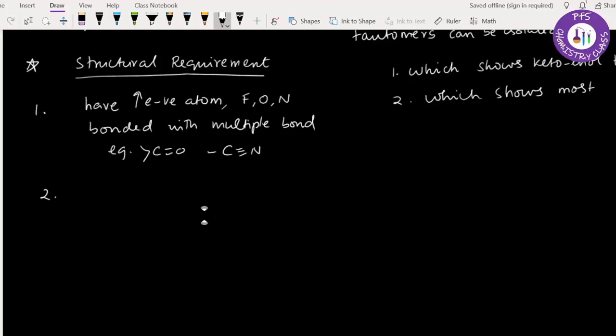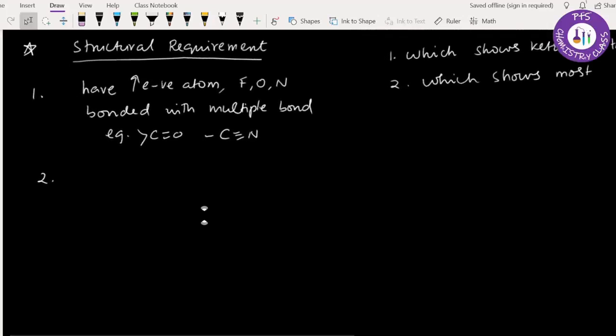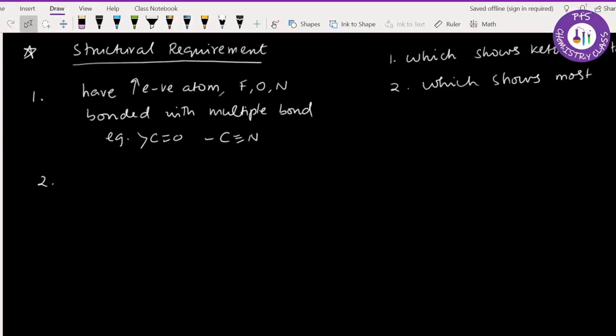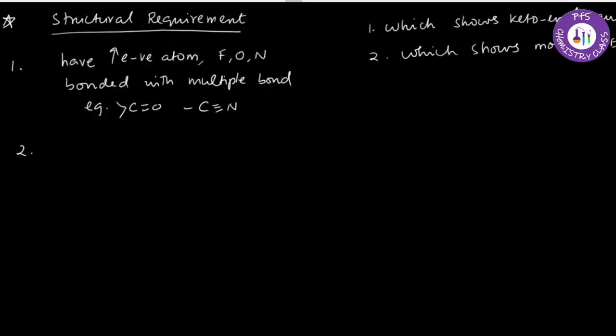So that is the first requirement for the compound to show keto-enol tautomerism. The second requirement is that the compound should have one acidic hydrogen. I have explained this acidic hydrogen well in some other lessons before. That is, when we add a base to that compound, it should be able to abstract a proton.